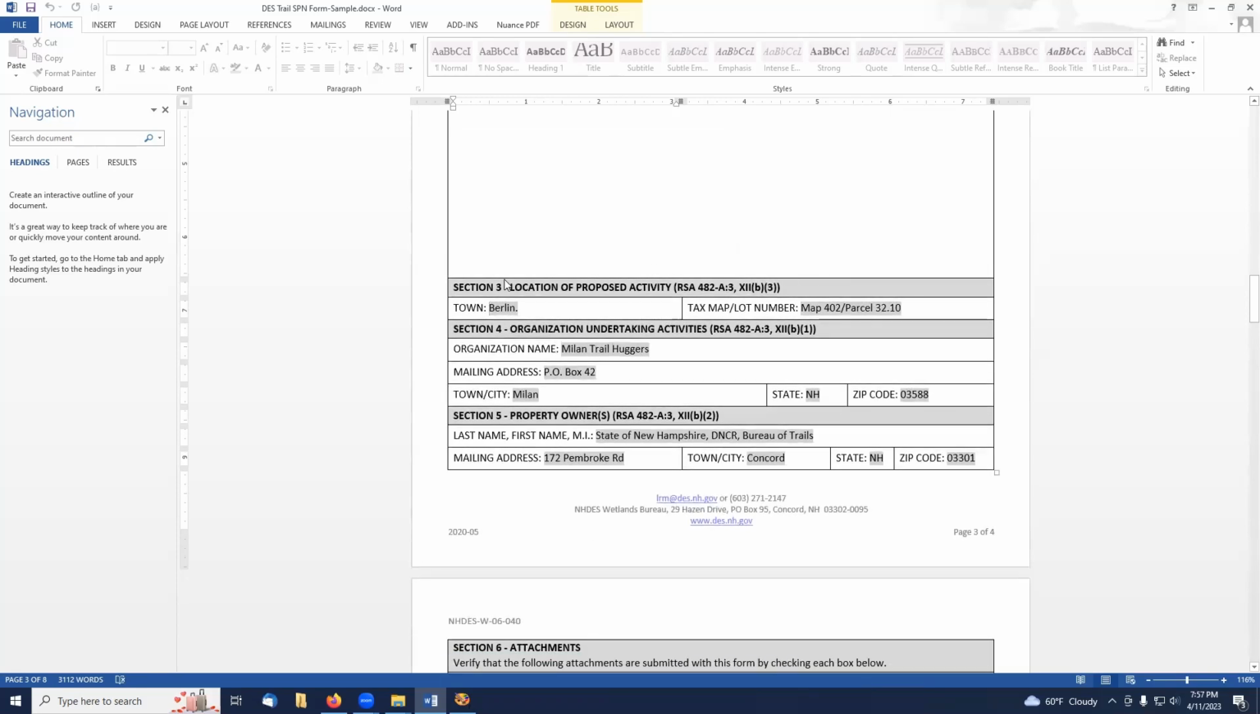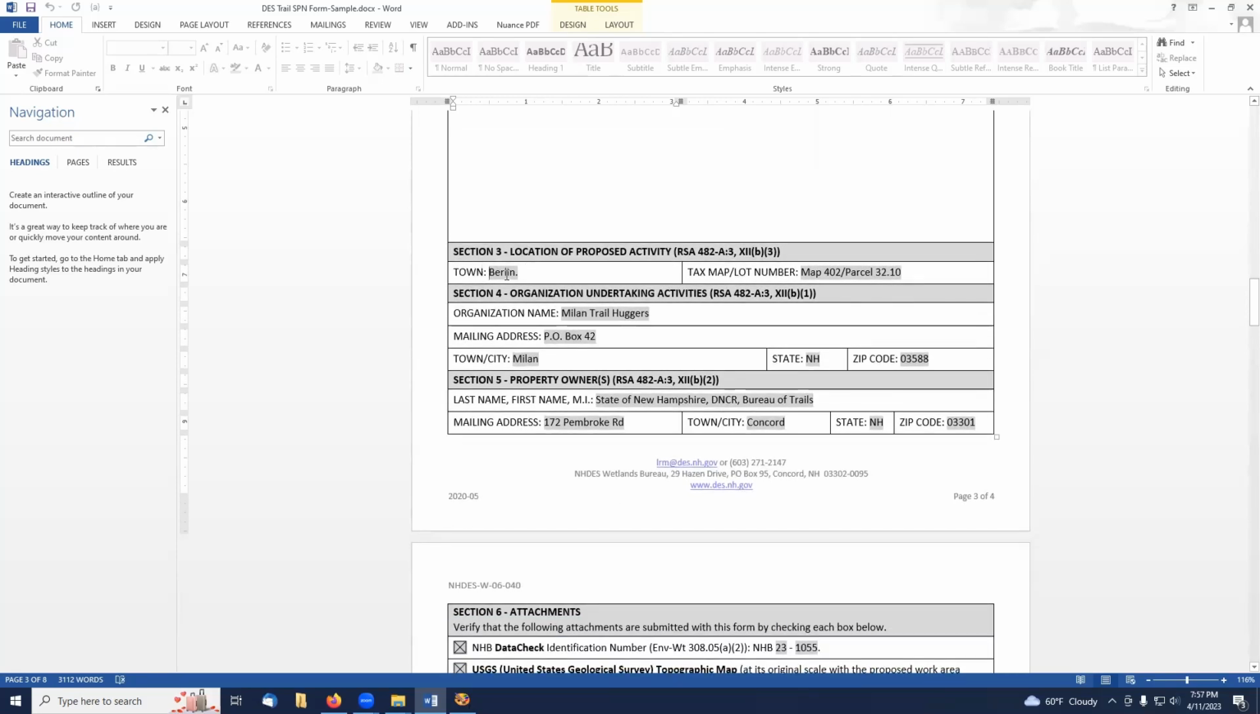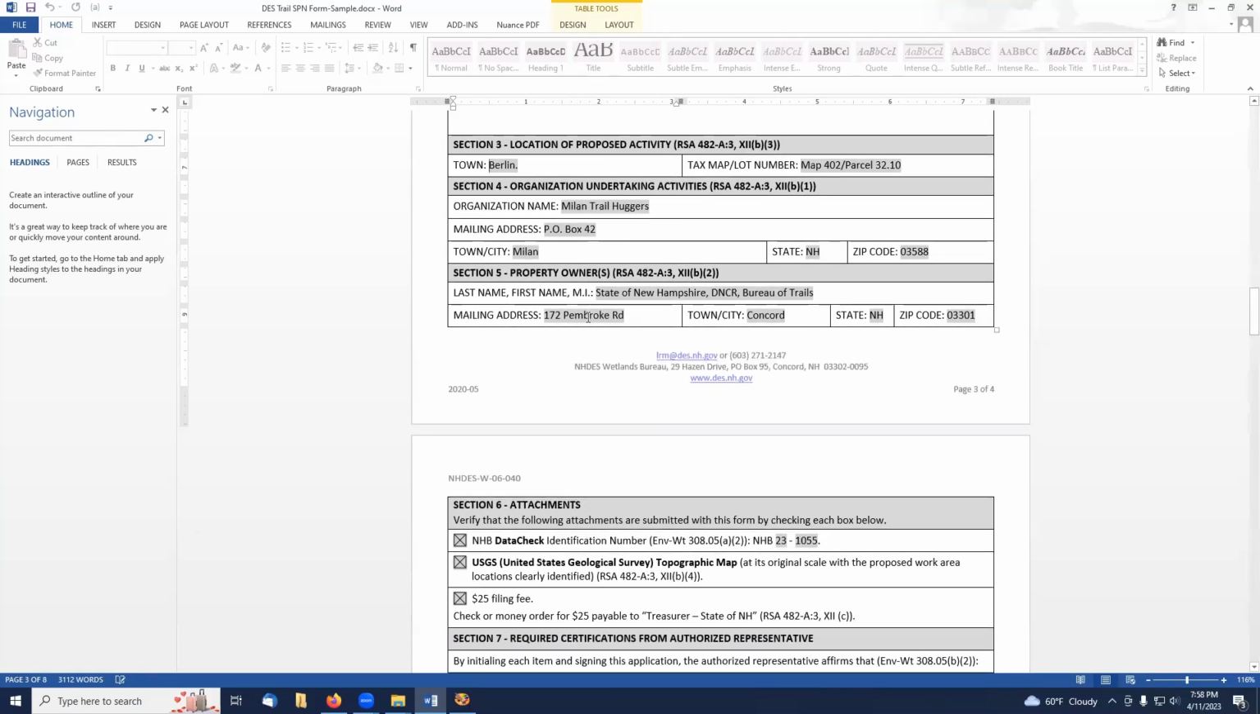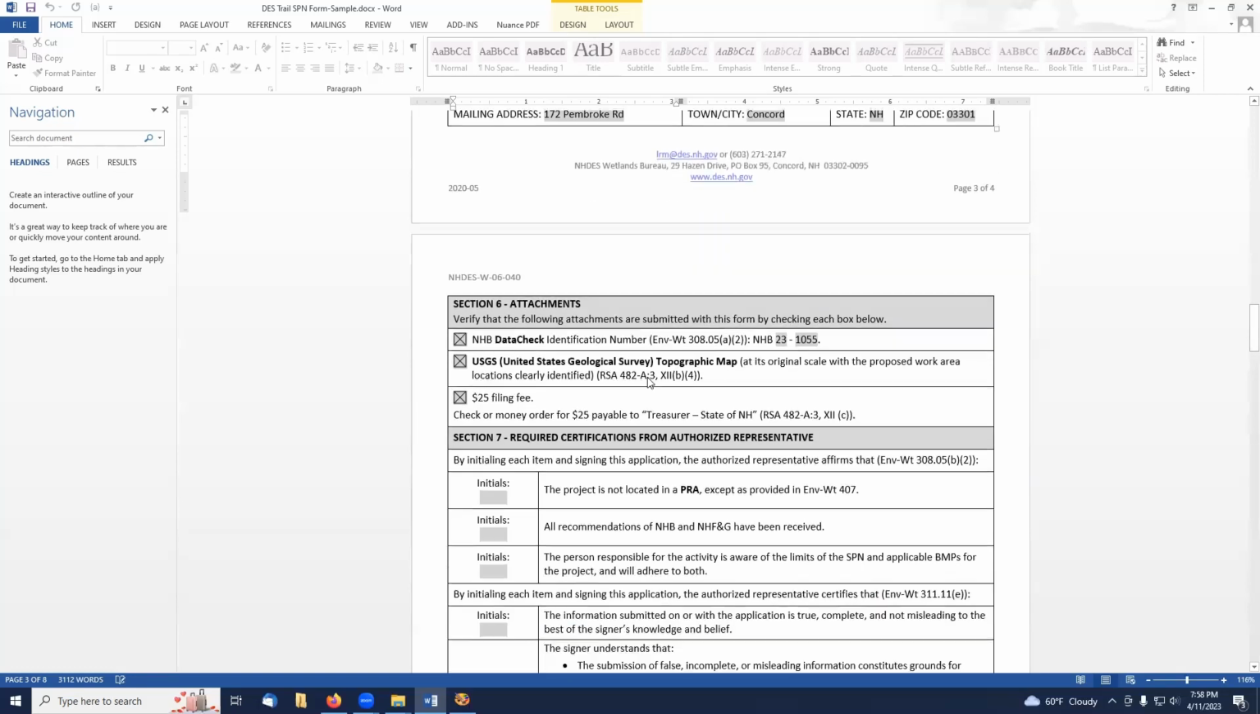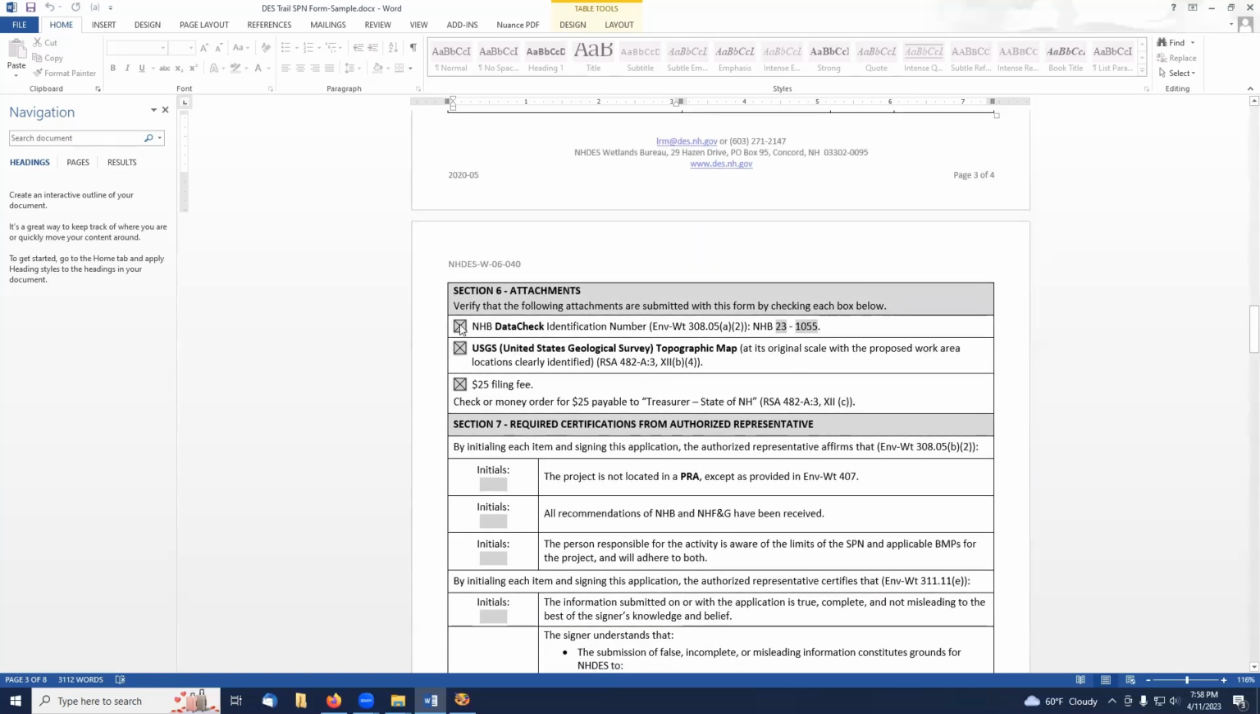Okay, and then underneath that, we have section 3, which is really the location of your trail project. So you got your town, your tax map and lot number, which we looked up before using Granite View. You've got your organization name, your organization address, your organization city, state, and zip. Then you've got to put in your property owner information. In this case, it's on State of New Hampshire property.